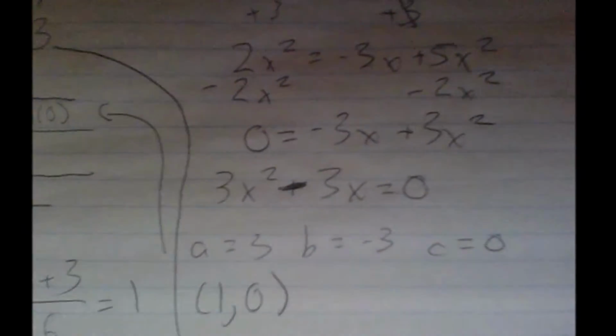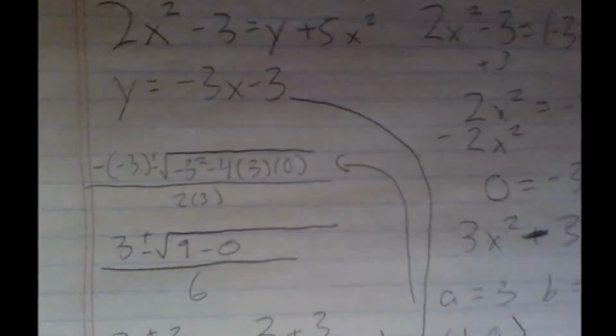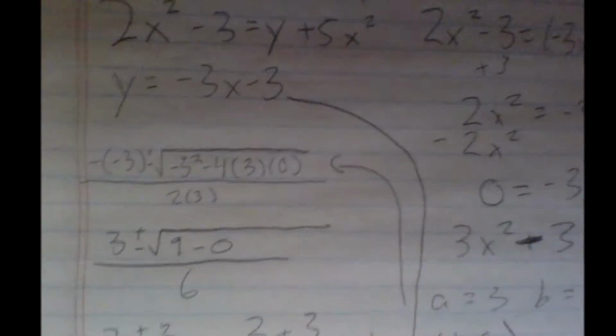A is 3, B is -3, and C is 0. So we use the quadratic formula and we plug it in, and we get 3 plus the square root of 9 over 6. And then we break it down: 3 plus 3 over 6 equals 1, and 3 minus 3 over 6 equals 0.